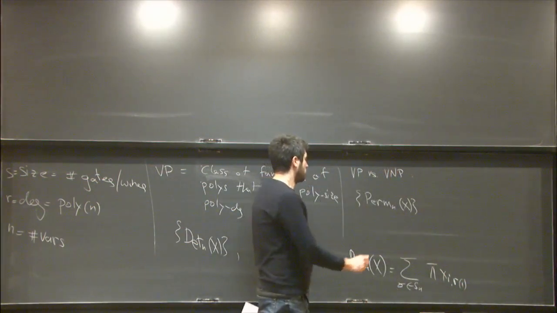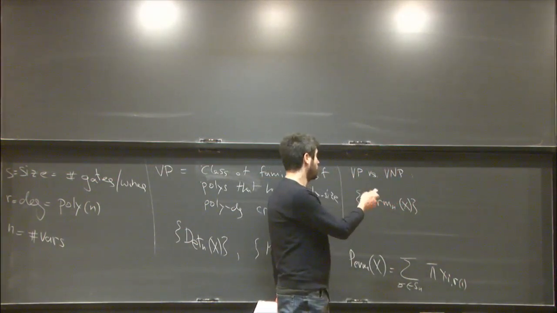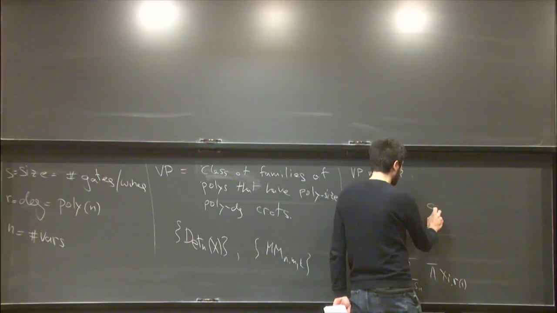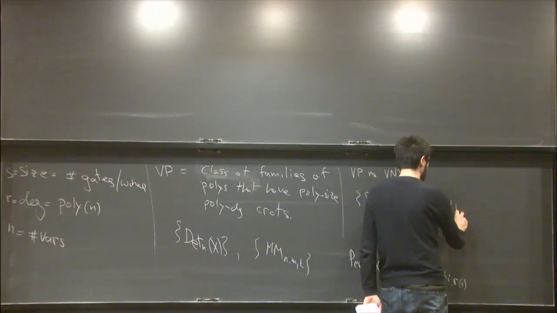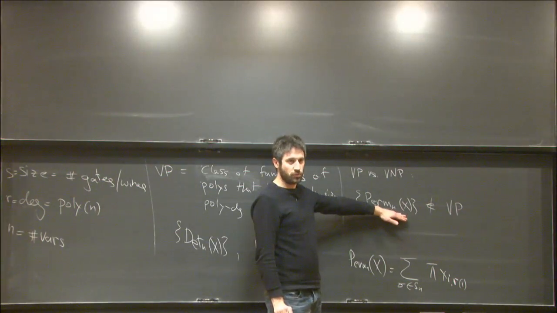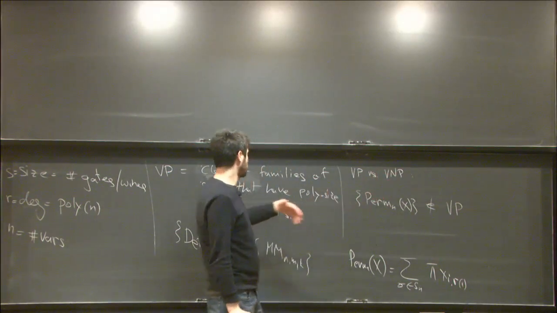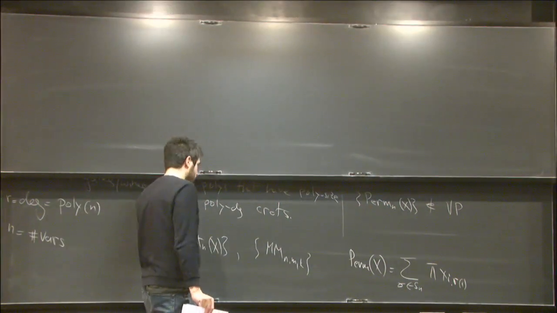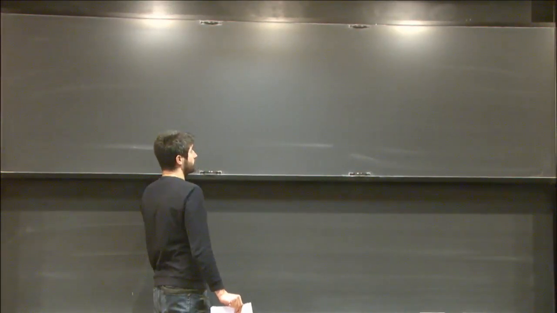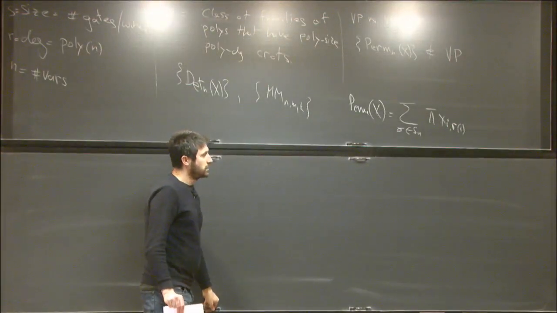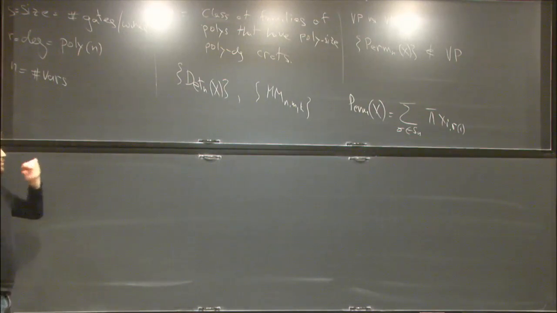Right? So the VP versus VNP question basically asks to prove that this family is not in VP. Or in other words, to prove a lower bound on the circuit size of computing the permanent. So that's one of the basic questions related to VP. Okay. So this is one of the most important problems in complexity in general.